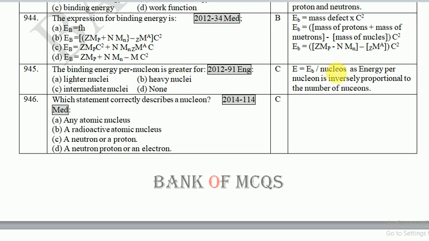So if EB, the binding energy, is the same, the heavy nuclei which contain a large number of nucleons will have less energy per nucleon. In the case of lighter nuclei, if the nucleon number is less, the energy per nucleon will be high. So option A is correct. Anyway, this is an old book MCQ, just skip it.